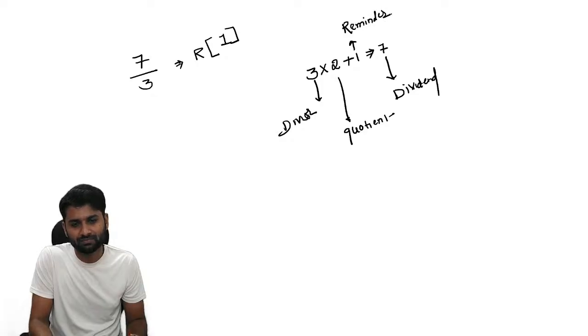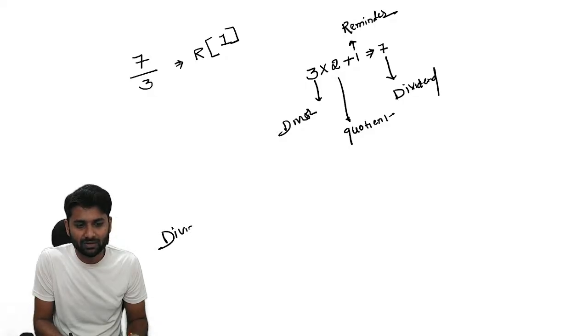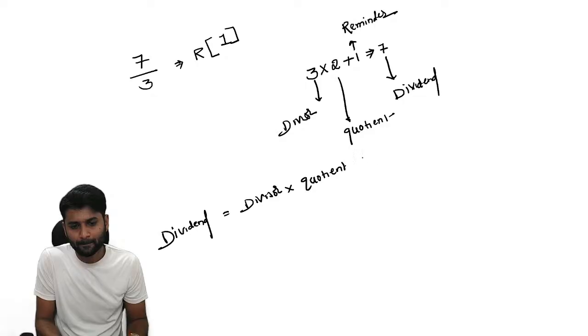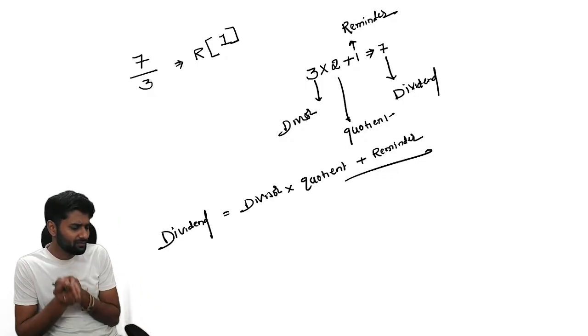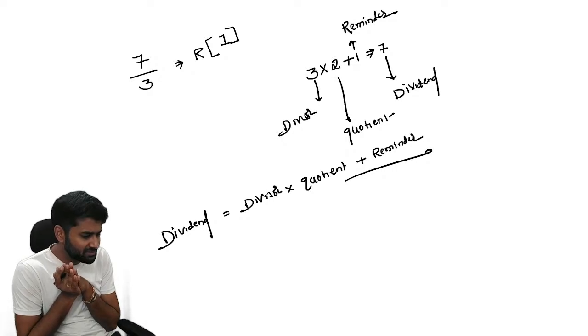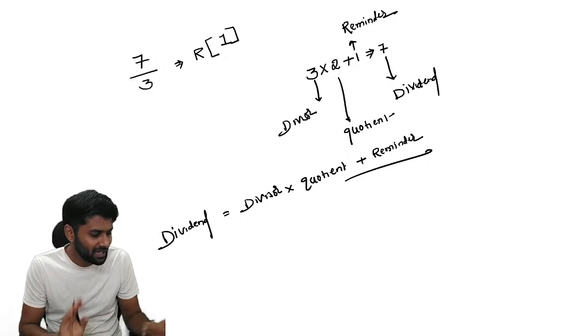And you know this conversion, guys. See, dividend is divisor multiplied with quotient plus remainder. Is it clear? You can expect some theoretical questions regarding this formula. Dividend is exactly equal to the divisor multiplied with the quotient plus remainder.